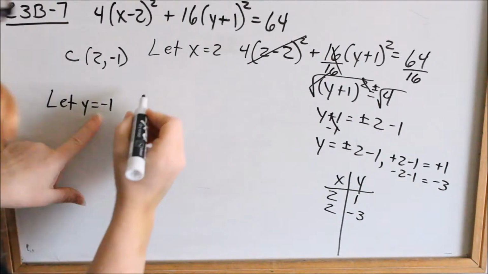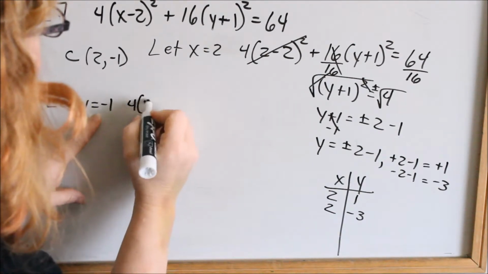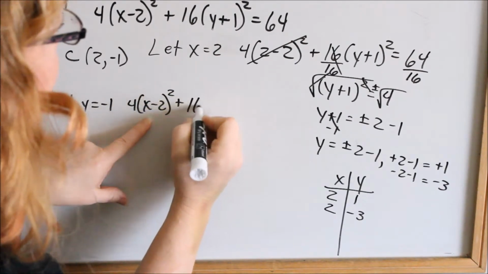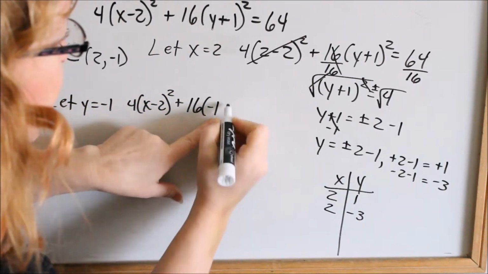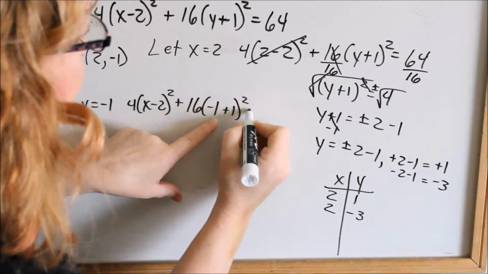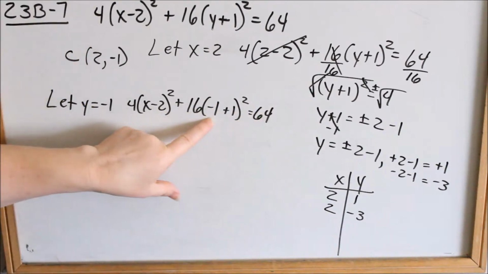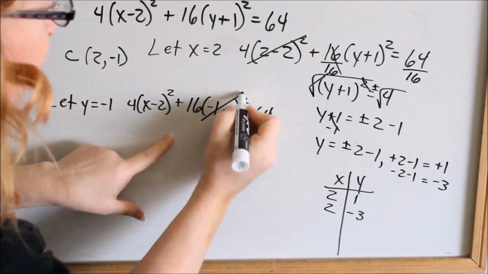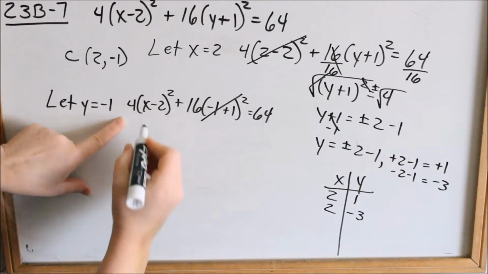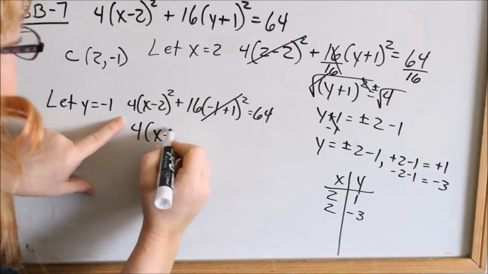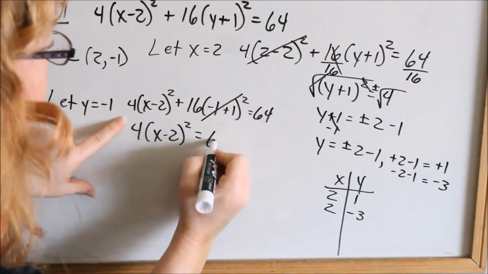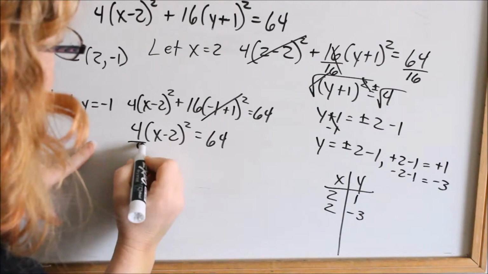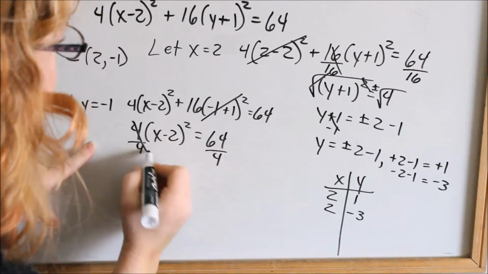So when y is negative 1, we can plug that into our equation, not do anything to x, only do something to y. So if y was negative 1, then negative 1 plus 1 is 0, 0 squared is 0, 0 times 16 is 0, so that whole thing goes away. So the only thing we're left with is this. So we're solving for x. So divide both sides by 4.